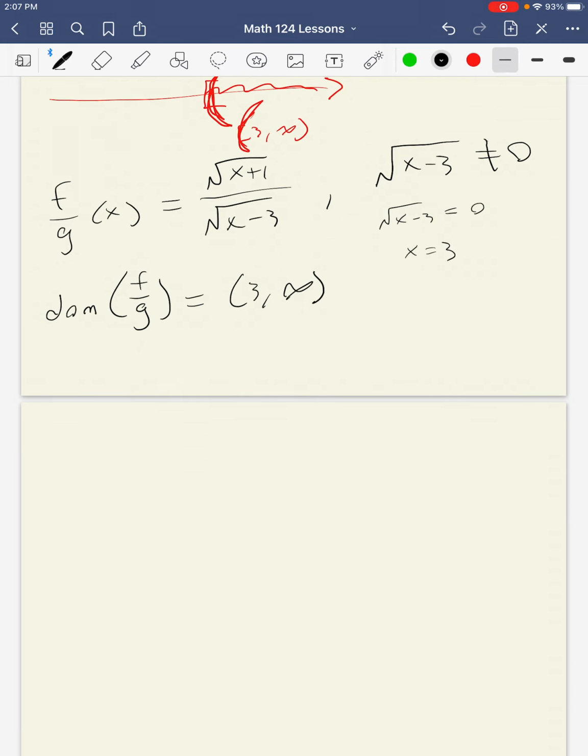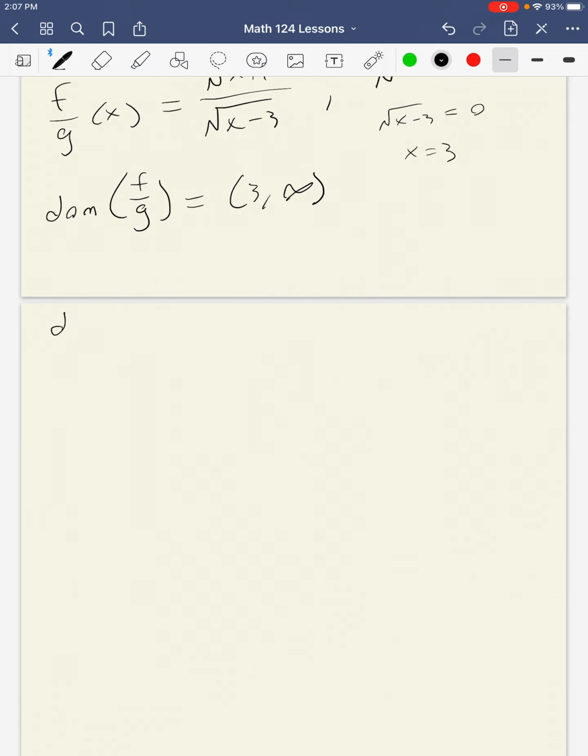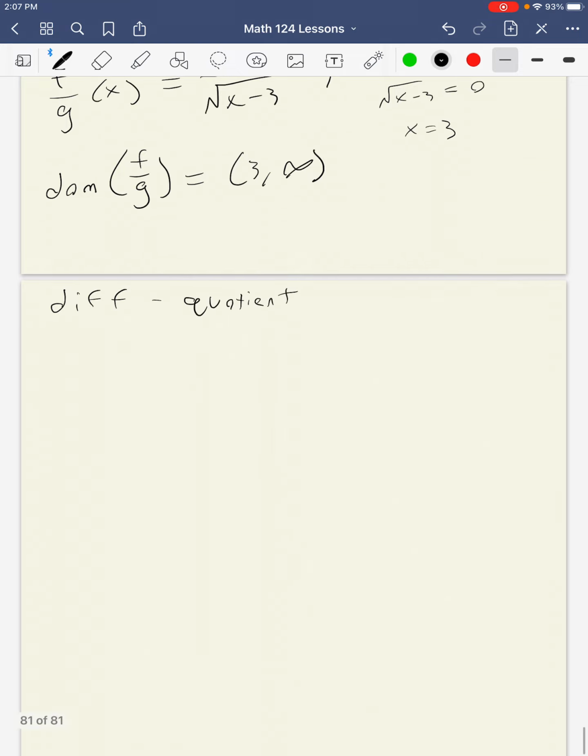So the last example here is where we do everything we've learned at once. It's something called a difference quotient. It's an idea that's important in Calculus 1, but it does mention this in the book here, even though most of you will not go on to calculus, but still an important idea.